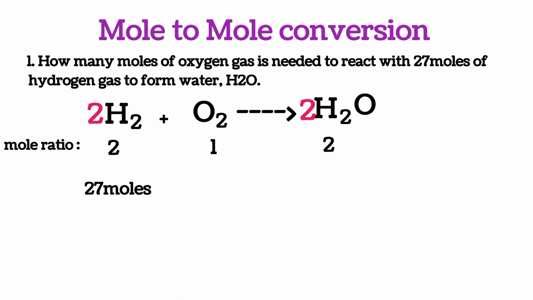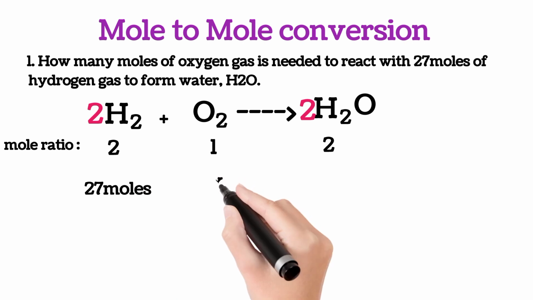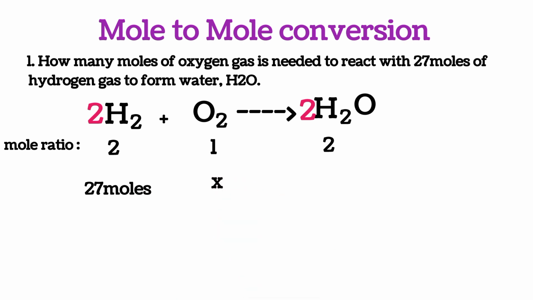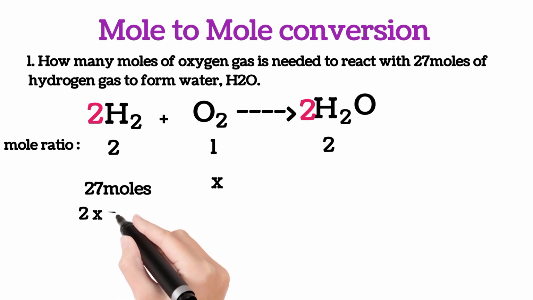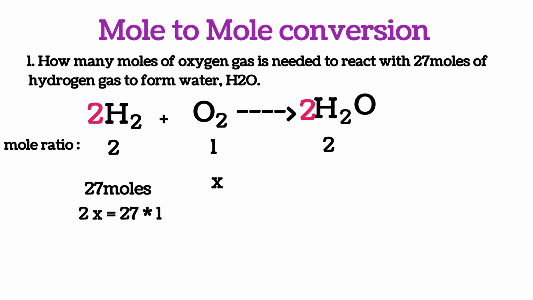Now we are given 27 moles of hydrogen, and we're looking for how many moles of oxygen will be needed to form water. If we cross multiply, we're going to have 2 times x equals 27 times 1. Divide both sides by 2. x will be equal to 27 divided by 2, and x will be equal to 13.5 moles.